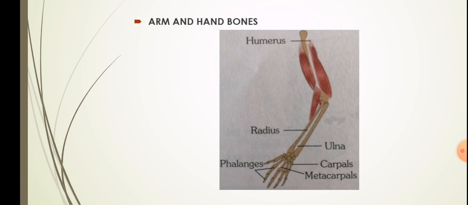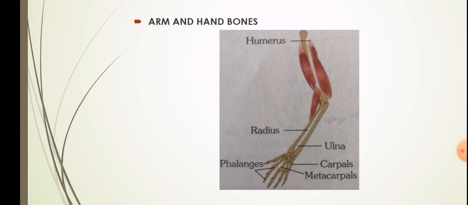Then if you talk about the forearm, it consists of two bones, radius and ulna. These are the two bones which are present in our forearm, radius and ulna. Then if you talk about the wrist, the wrist has several small bones, and they are called carpals.